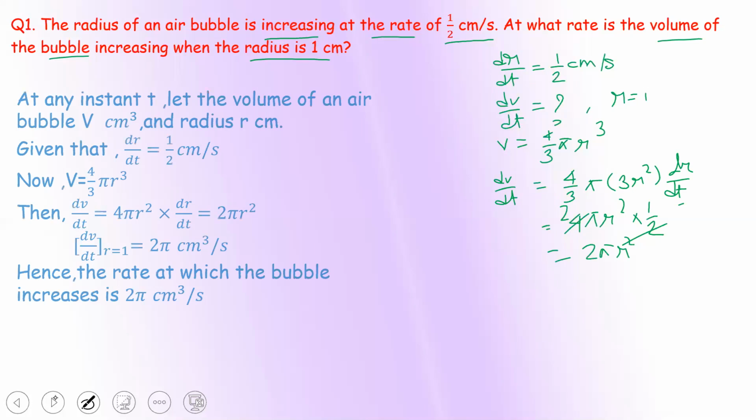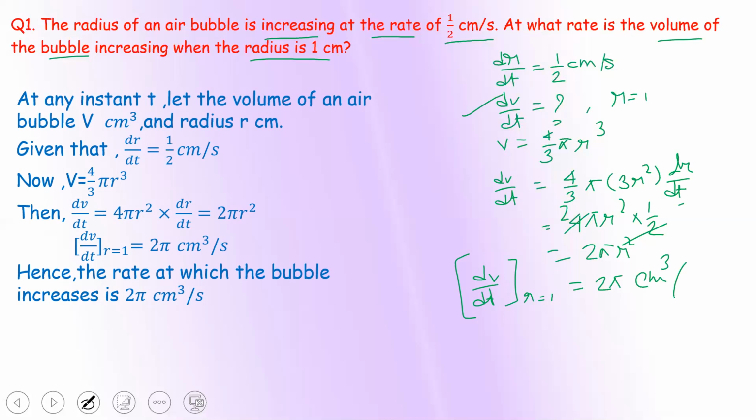Now put the value of r into this dV/dt. So dV/dt at r equal to 1, that's only I need to find. dV/dt for r equal to 1 means 2 pi centimeter cube per second. Here is the solution. You can check.